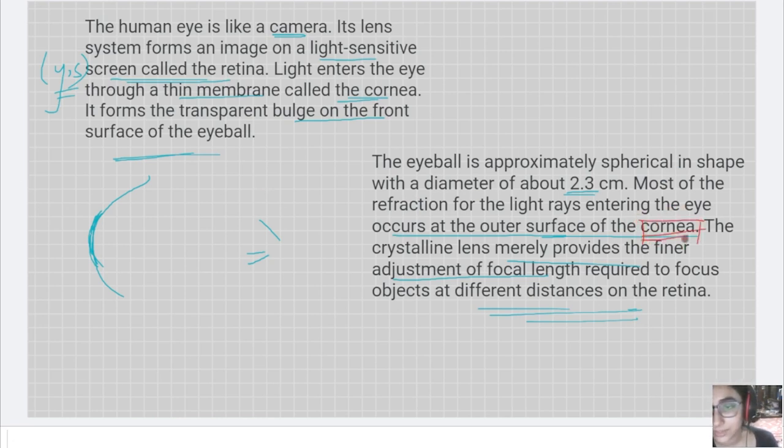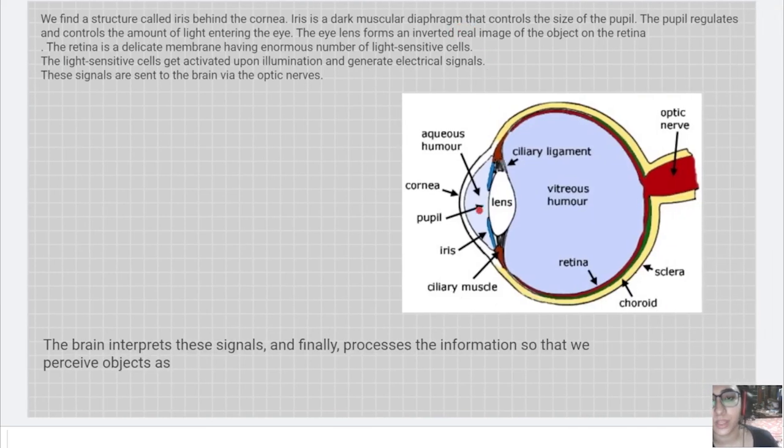What has to be done by the lens is that it basically has to focus on the object, whether the object is 50 meters away from you or 5 meters away from you, accordingly adjusting your eye to be able to see both. That job is done by the lens.